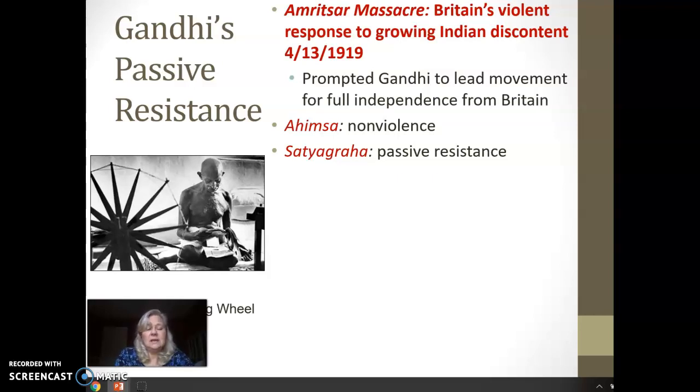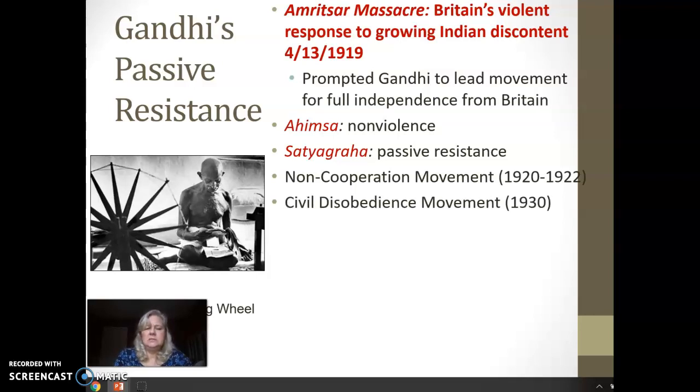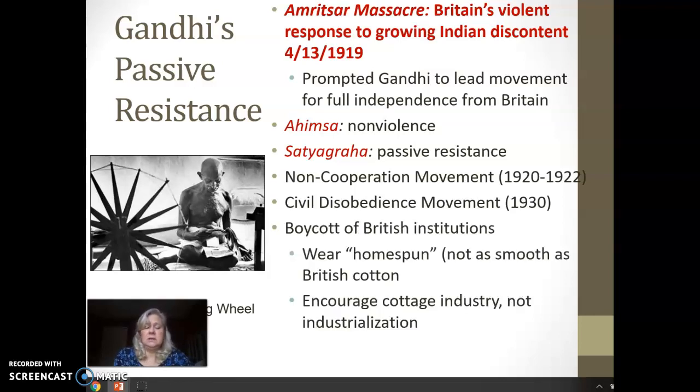So instead of attacking, not doing. The non-cooperation movement lasted from 1920 to 1922, and basically this is just not cooperating with British authorities. Civil disobedience is active disobedience against the authorities, and what was probably the most important thing was the boycott of British institutions. So things like wearing homespun cotton.